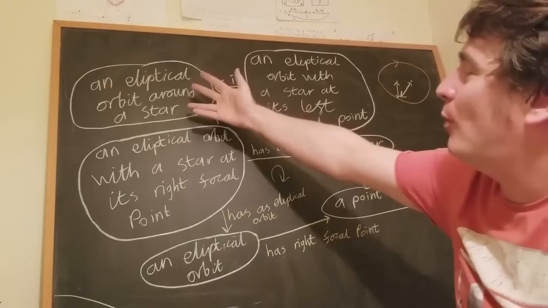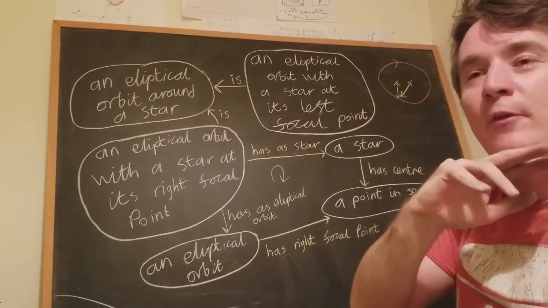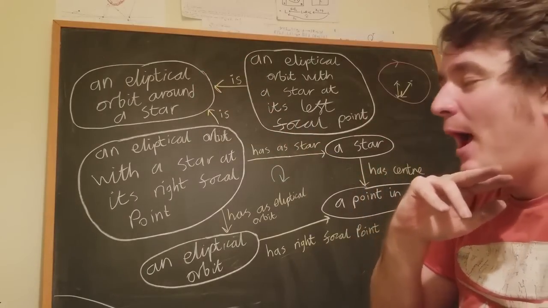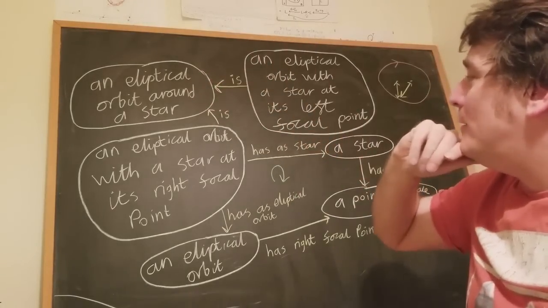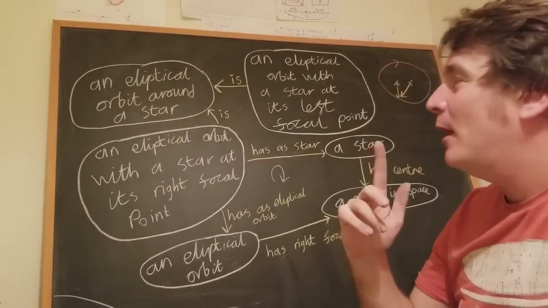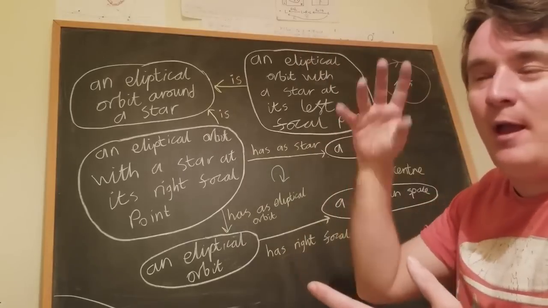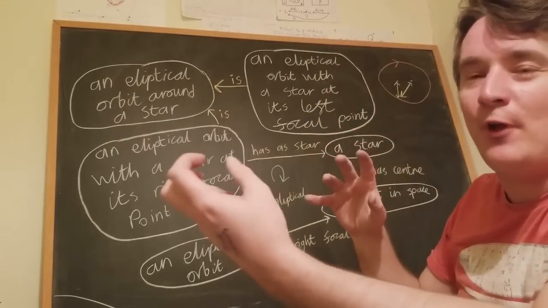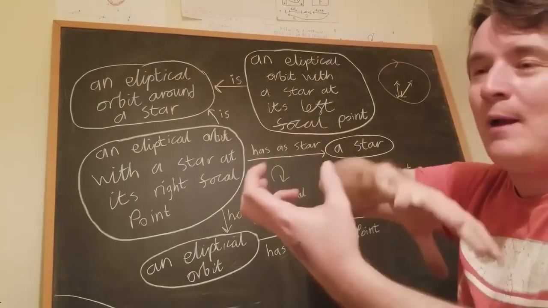So now we can ask, well, what does this mean? What's it mean to have an elliptical orbit around a star? I was thinking about this for a while, and I don't think it's actually as simple as it sounds. I mean, okay, we know what an elliptical orbit is, and let's suppose we know what a star is, but what does it mean for an elliptical orbit to go around a star?